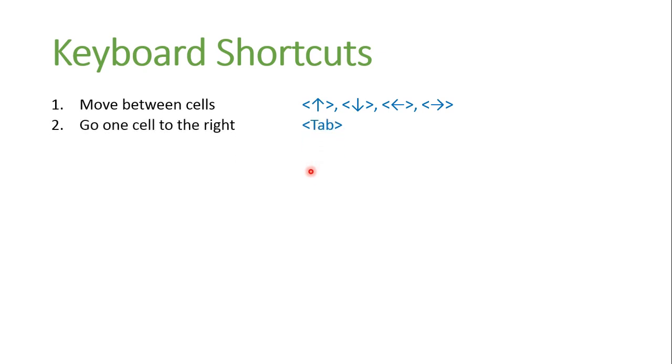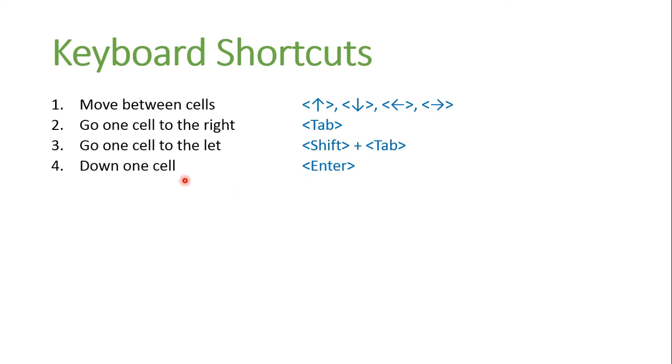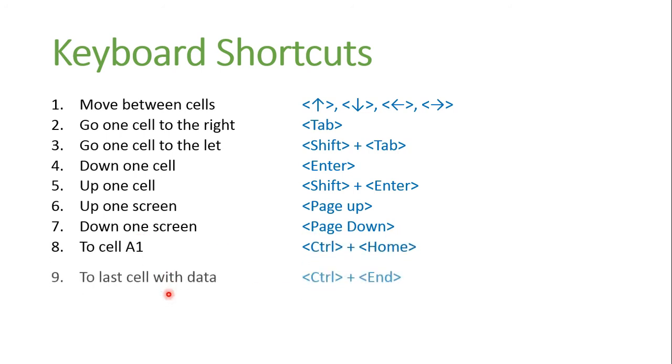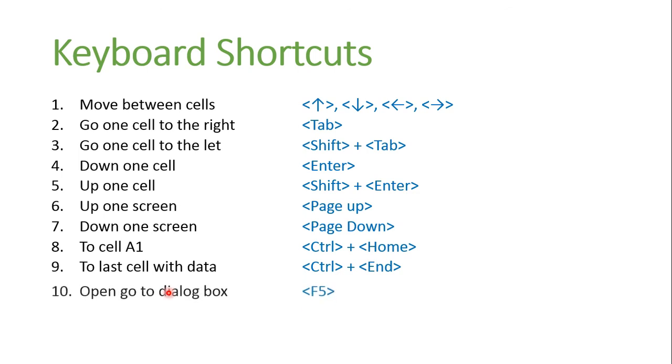Keyboard shortcuts. Here there are a few keyboard shortcuts I have allocated. Down a cell: if you want to go down one cell, you can press Enter, and if you want to go down one screen, you can press Page Down. Likewise, several keyboard shortcuts have been given here.